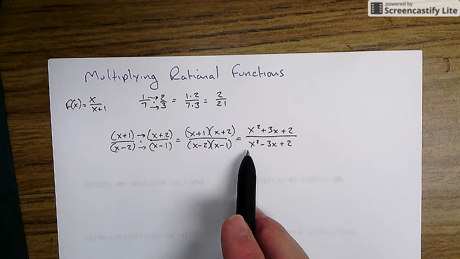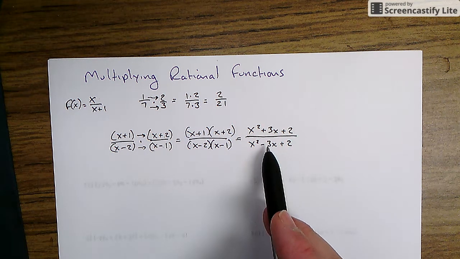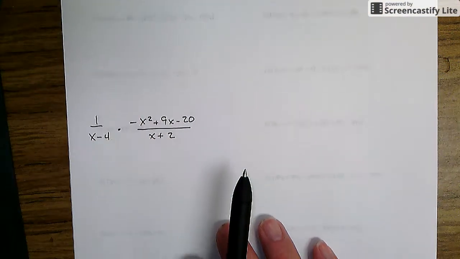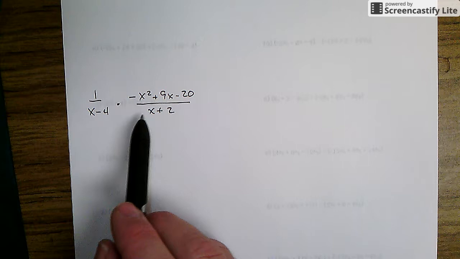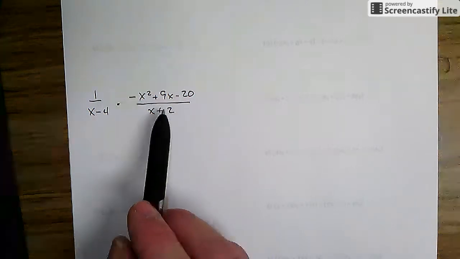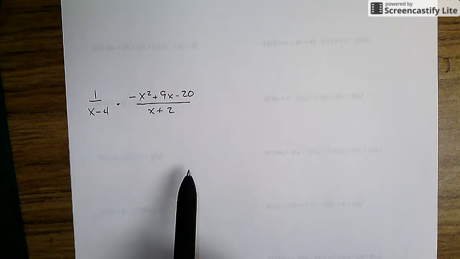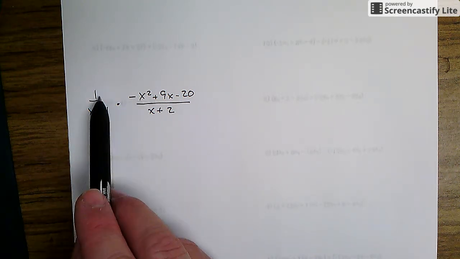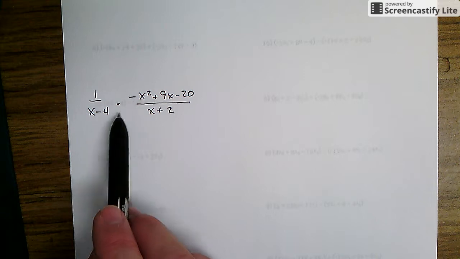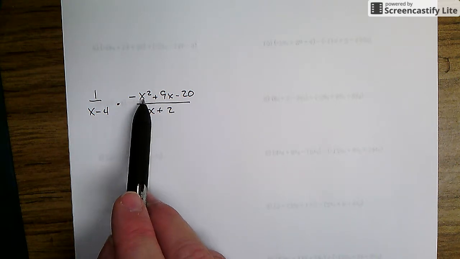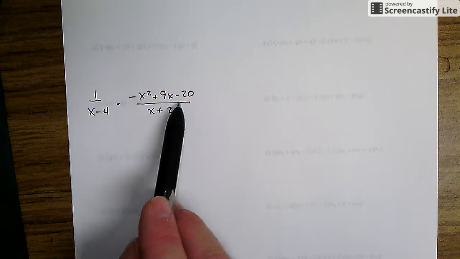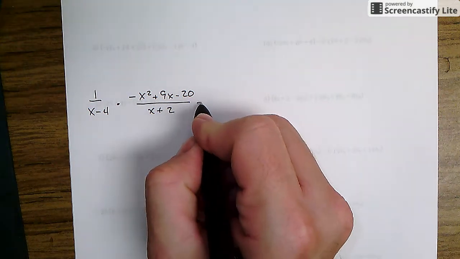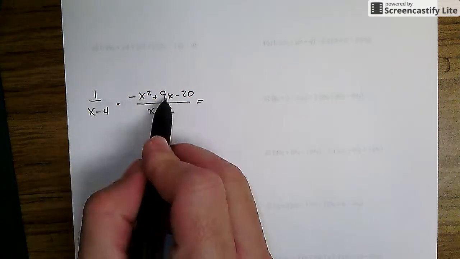Now, where it gets a little more difficult, and where we want to make sure we simplify wherever possible, is when we start looking at multiplying rational functions involving quadratics, or rational functions that have common factors in the numerator and denominator that we can simplify out. So let's take a look at this problem. We have 1 over x minus 4, and we're multiplying it by negative x squared plus 9x minus 20 over x plus 2. So we can quite simply multiply numerator by numerator.